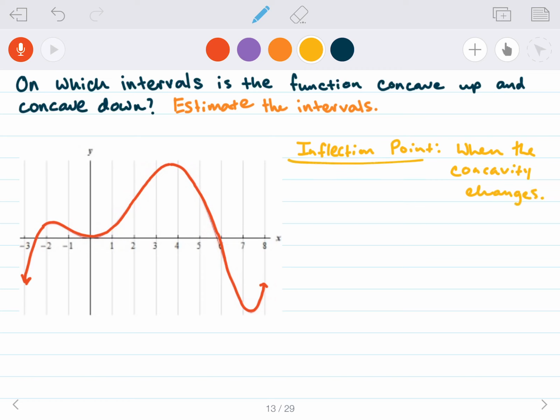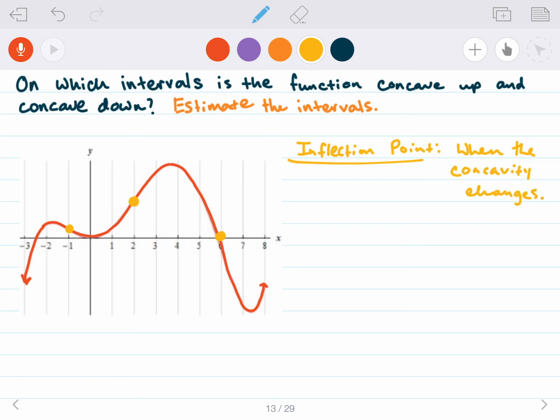So let's just estimate where that would be on the graph. Well, if we start at the left, it looks like we're concave down up until maybe this point. So this looks like a point of inflection. And then perhaps this one is a point of inflection where it goes from concave up to concave down. And let's see where else. I would say maybe this point. That's good enough. Okay, so let's write this out mathematically.